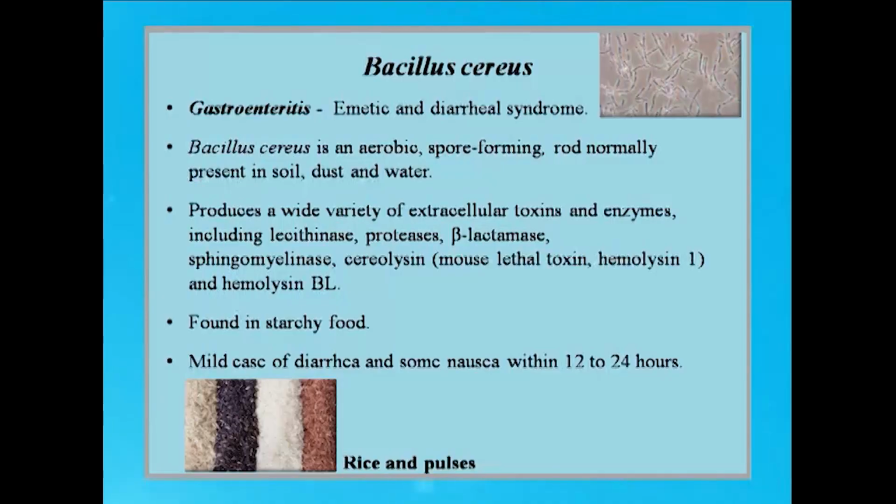This is because of the presence of the extracellular toxins and enzymes which are released by Bacillus cereus. The different types of enzymes that are released by Bacillus cereus are lecithinase, protease, beta-lactamase, sphingomyelinase, cereolysin and then hemolysin. Bacillus cereus poisoning is mainly seen to be present in starchy food. Mild cases of diarrhea and some nausea may develop within 12 to 24 hours.